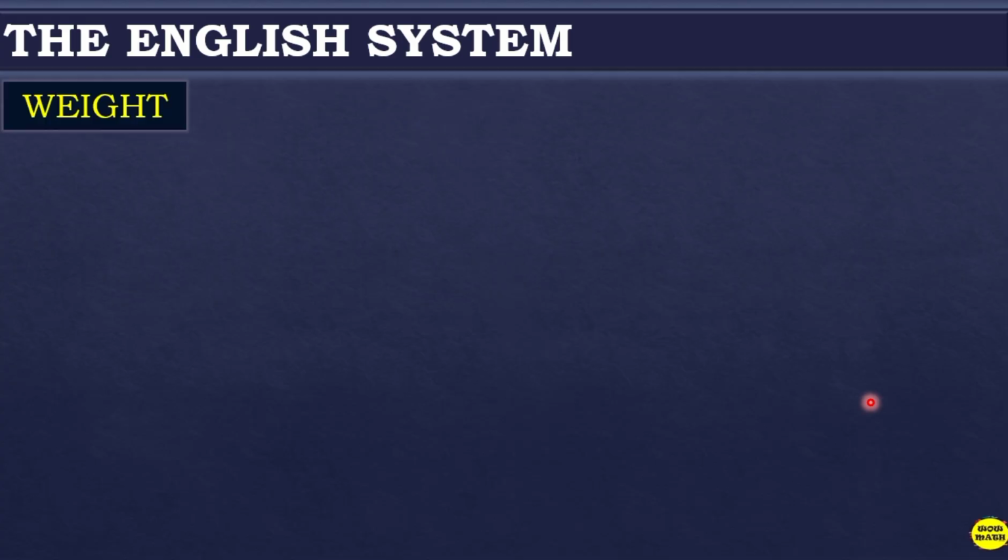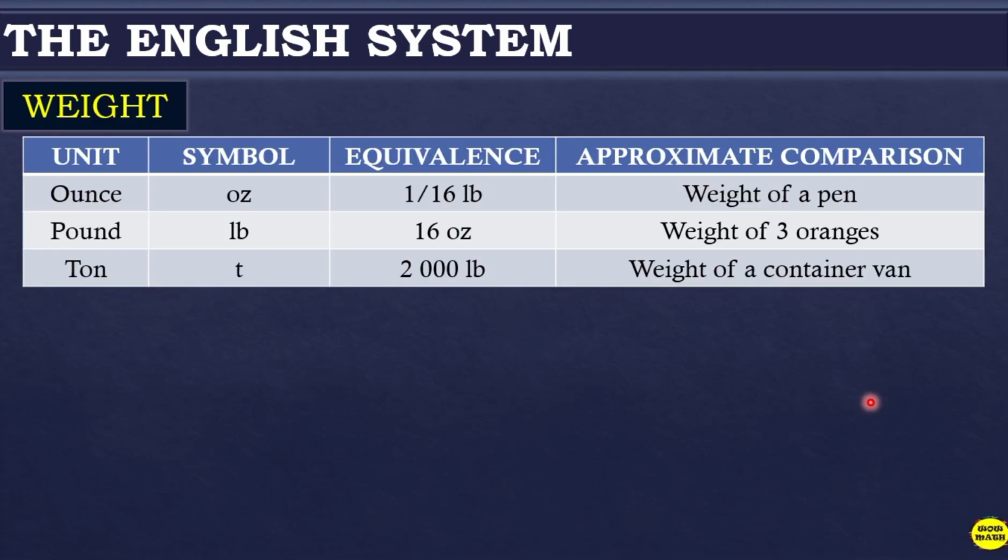Next, let's proceed to the weight, the measures of weight in the English system. So, this is the table of equivalence in the English system for weight. So, ito po yung mga ginagamit natin. We have the ounce, pounds, and ton. Okay? So, ito po ang mga symbols na ginagamit natin. For ounce, it is OZ. And then for pounds, it's LB. And then for ton, it's T.